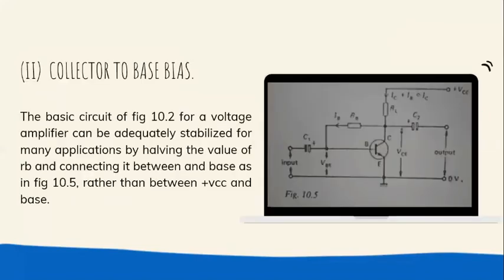Second, collector to base bias. The basic circuit of Fig 10.2 for a voltage amplifier can be adequately stabilized for many applications by halving the value of RB and connecting it between collector and base as in Fig 10.5 rather than between plus VCC and base.